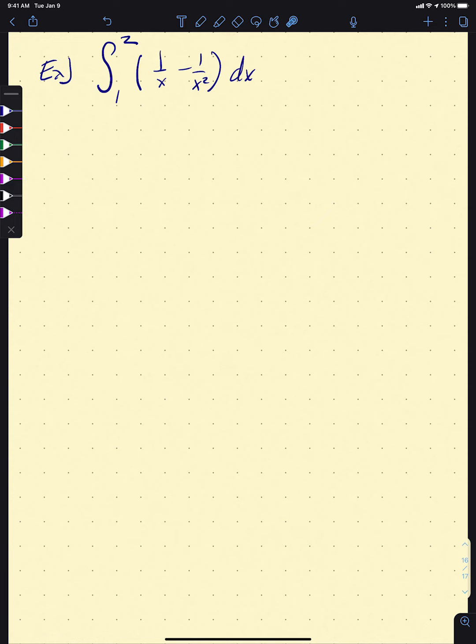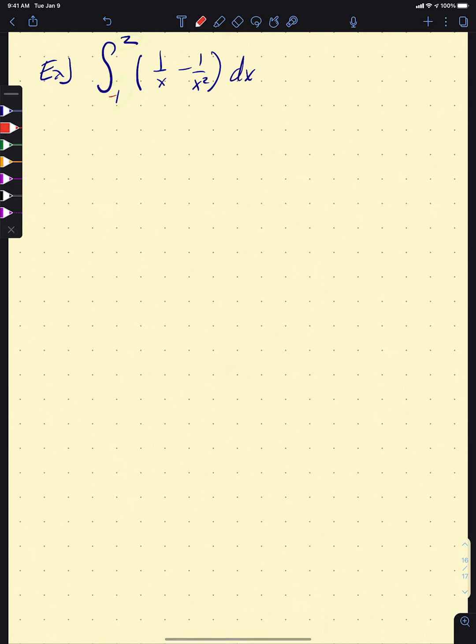There's no big zooming off to infinities. Both of these have vertical asymptotes, but the vertical asymptotes are at x equals 0, right? And since the vertical asymptotes are at x equals 0, and we're outside of that range, we're all good.